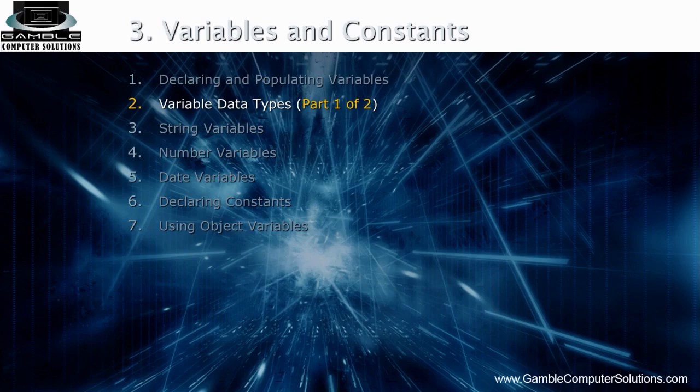Although variable declaration is not compulsory in VBA, it's definitely recommended that you declare all variables that you intend to use, as well as the type of data that you intend to use them for. Declaring the data type of a variable leads to clarity in your code and helps to avoid errors. In this video, we'll talk about the different data types that VBA recognizes.